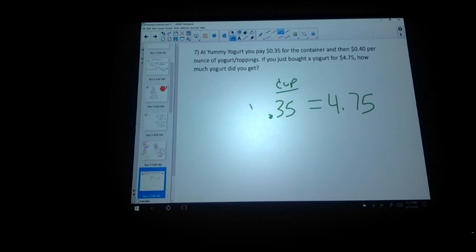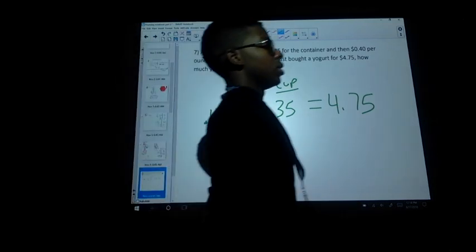But then the yogurt's going to cost us 40 cents for every ounce. And I'm not going to use O for a variable because it looks like zero. So that's our situation. If you just walk into the yogurt place and say, hey, can I just have a cup? They're going to charge you 35 cents. That's empty. But then it's your choice if you want to fill it up with yogurt, and they're going to weigh it and say, okay, now you've got this many ounces of yogurt, and you're going to pay a little bit extra plus the 35 cents.